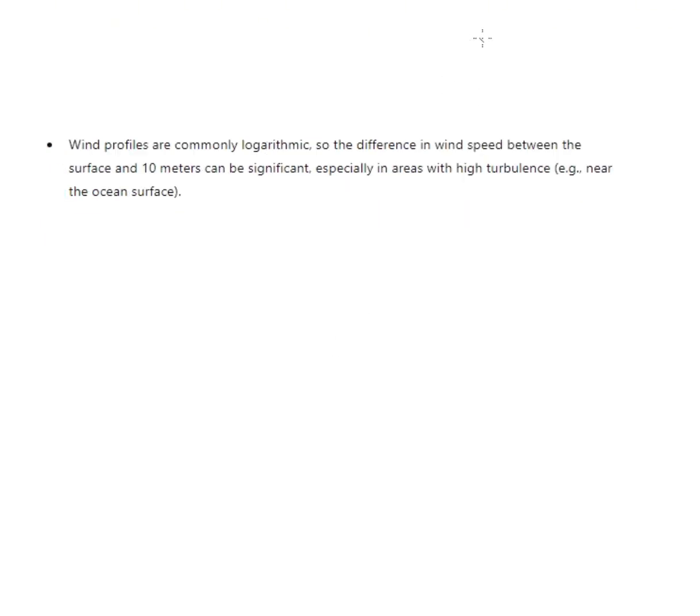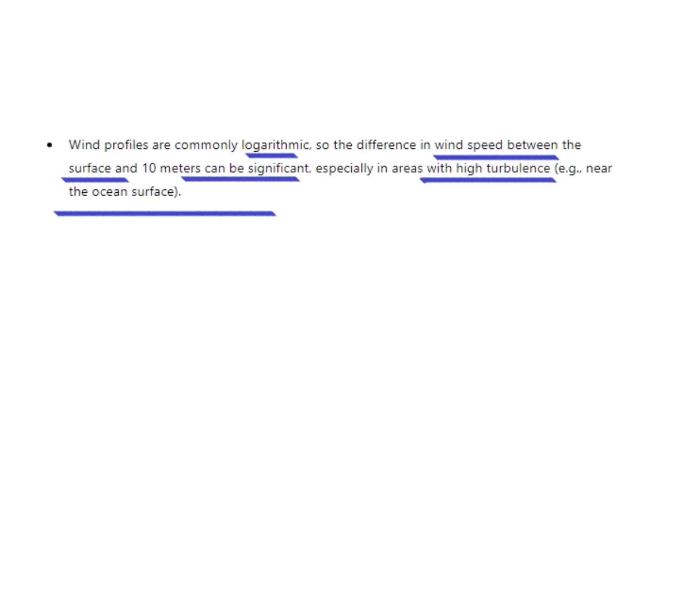If you see, wind profiles are commonly logarithmic in nature, right? In this equation, you see wind profiles are commonly logarithmic. So the difference in wind speed between the surface and 10 meters can be significant, especially in areas with high turbulence, especially near the ocean surface. Because these are commonly logarithmic in nature, the difference in wind speeds between the surface and 10 meters can be significant.